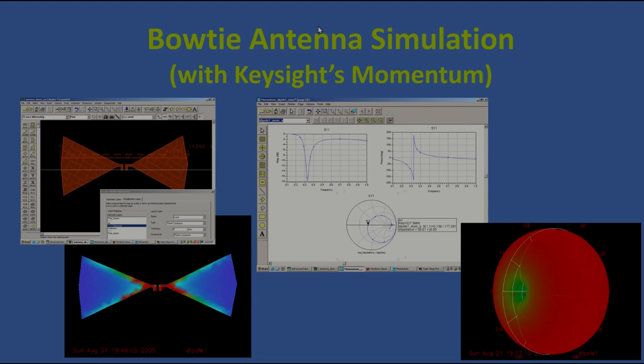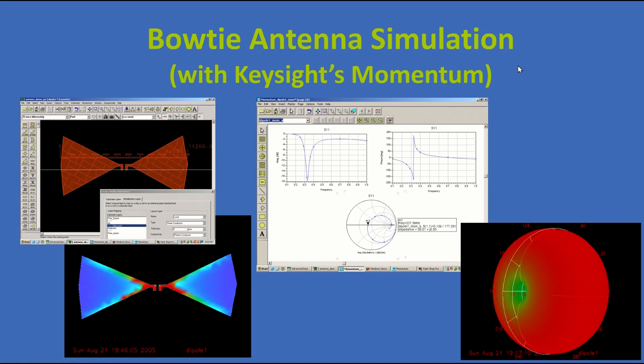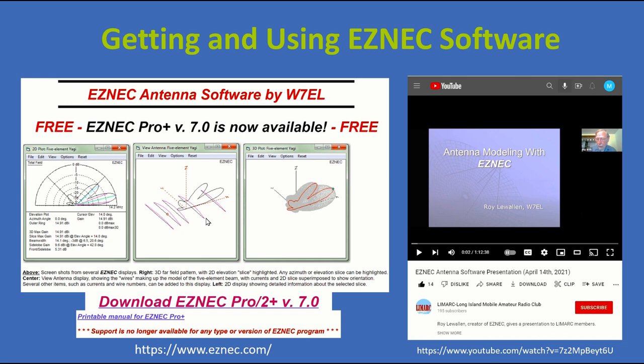Now, universities sometimes pay for licenses to commercial software, so that their students can gain experience with that software. And here is a program called Momentum from a company called Keysight. Used to be Agilent, which used to be Hewlett-Packard. And this is a simulation of a broadbanded dipole called a bow tie antenna. The Momentum simulator is sometimes referred to as a 2.5D simulator. It can model things that are surfaces, flat surfaces, not just wires like EZNEC.